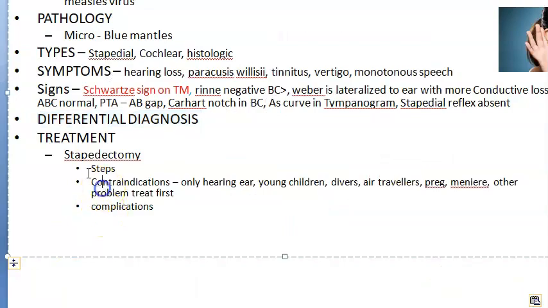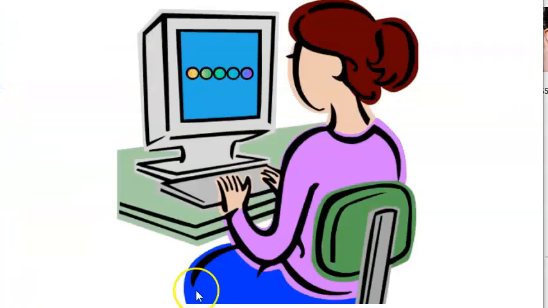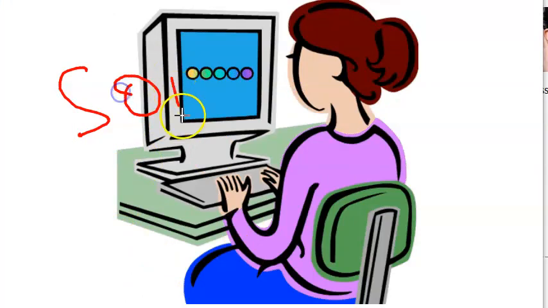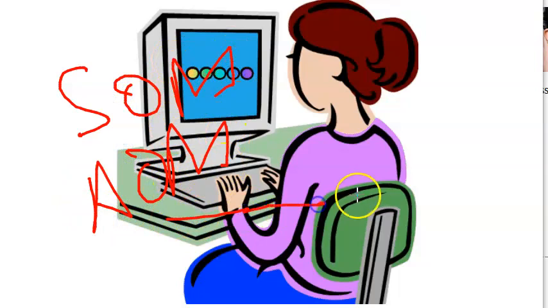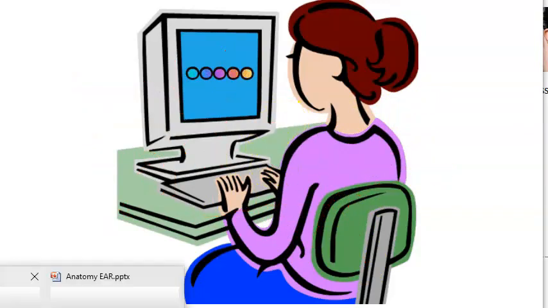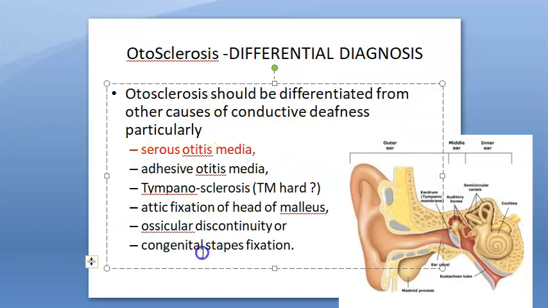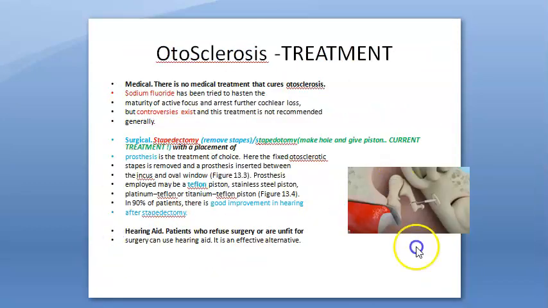So did you get it, guys? We have finished the differential diagnosis. Can you name a few things? Serous otitis media, adhesive otitis media, then the ossicular chain is discontinued, or the malleus head has some fixation, the stapes is congenitally fixed, or there can be tympanic membrane sclerosis, right? So how many differentials did we give? 6. Okay. So let's move on to treatment.